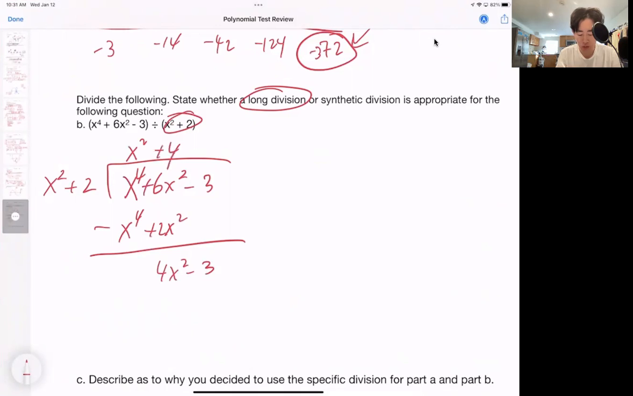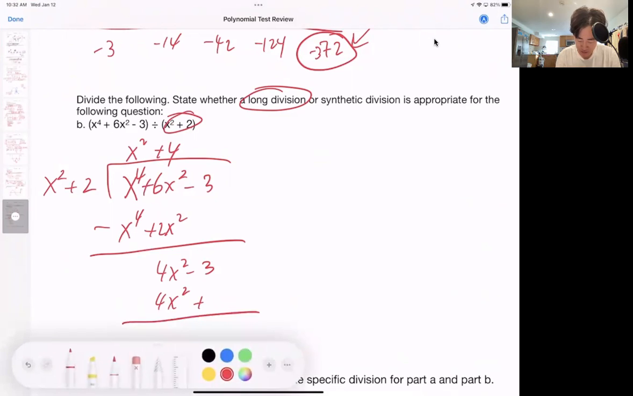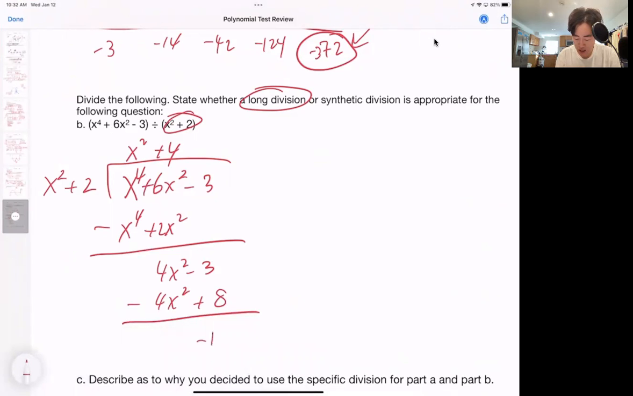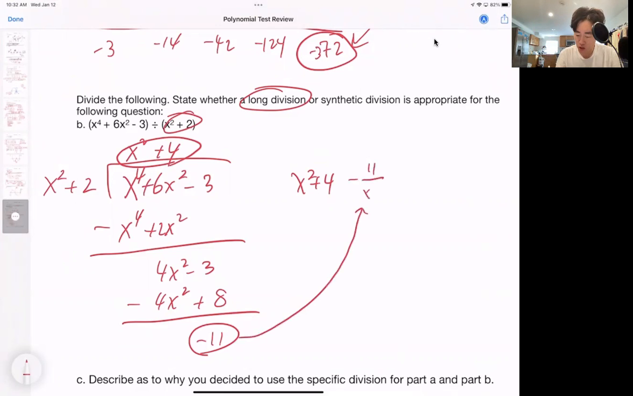Then what do we do? We put the plus 4 up there to match this. I'm sorry, that's 8. And so when you subtract these, you should get a -11 for this one. So our final answer would be x squared plus 4, which is the result. And we got to put our remainder always over our divisor. Remember, it's negative because it's -11. So this will be my final answer.